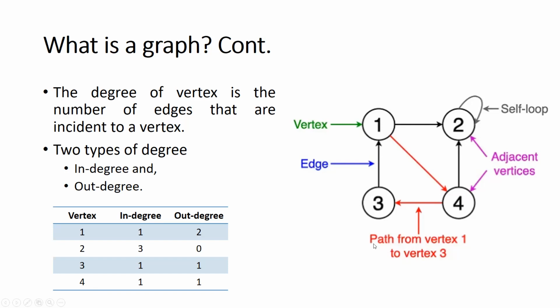Also, we will talk about the definition of a path. A path is the way we can use to traverse from one node to another that does not have a direct edge. For example, if we are going to move from node 1 to node 3, there is no direct edge, so we can use the edge from 1 to 4, and from 4 to 3.